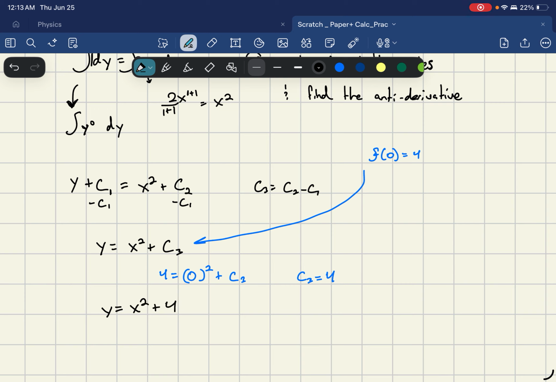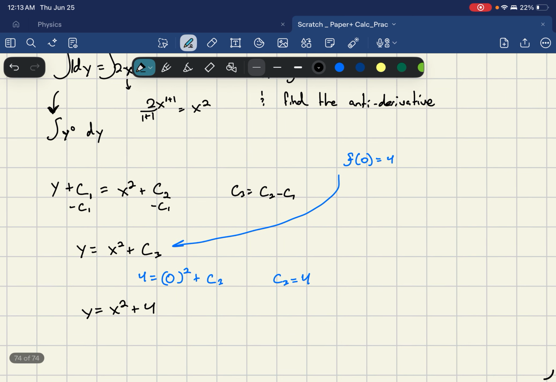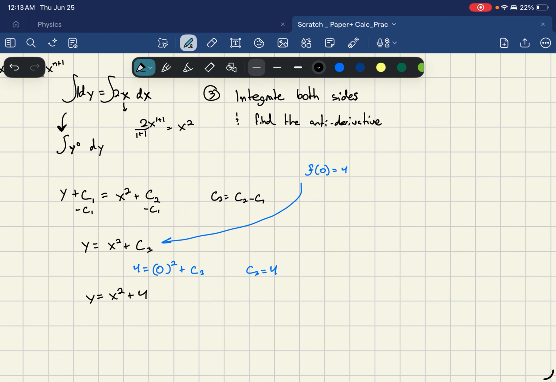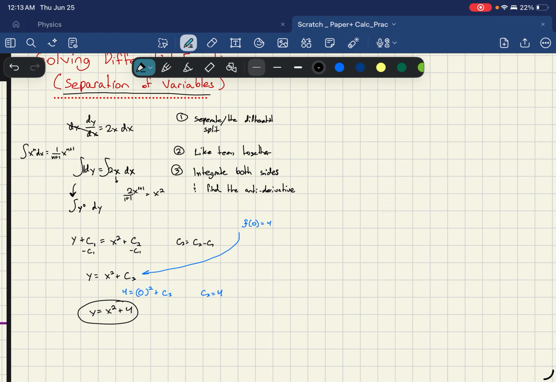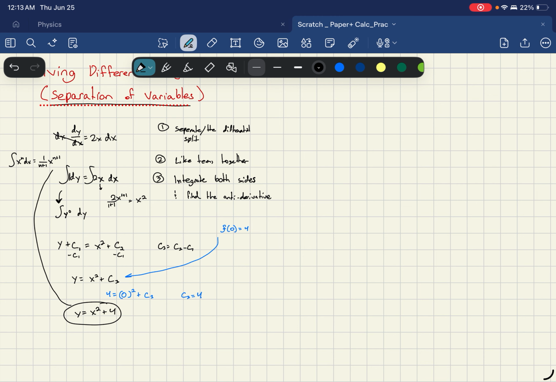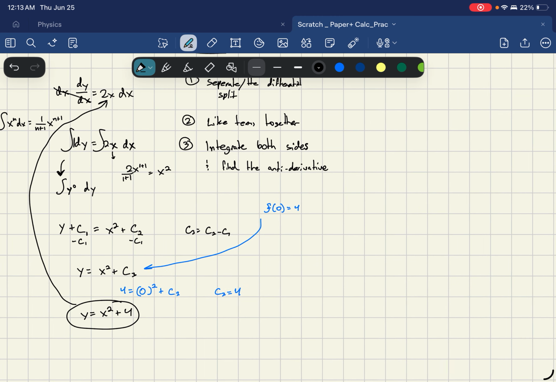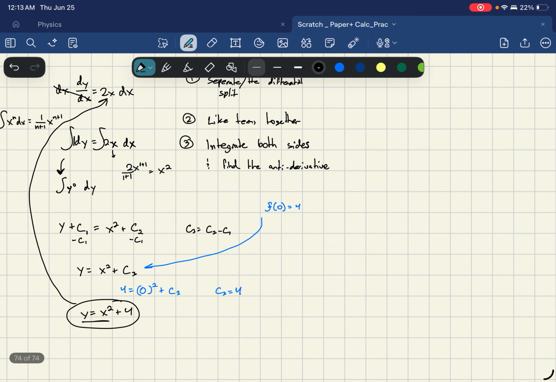Now, the best thing to do is to check our answer. The whole point of solving a differential equation is to see if the solution we found satisfies our original differential equation. If we take the derivative of this function, it should get us back to dy/dx equals our original differential equation, 2x.